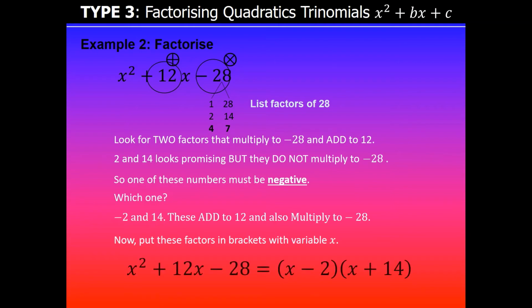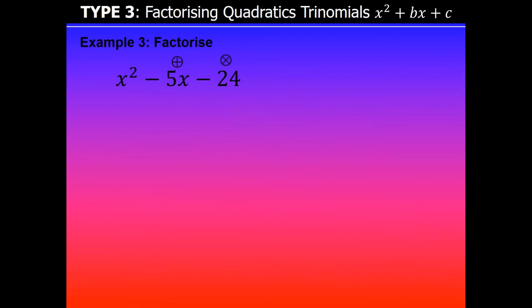So the final answer is x minus 2 into x plus 14. Now quickly check this. Negative 2 times 14 is negative 28, and negative 2 plus 14 is positive 12. So this suggests that the answer is correct. Moving on, example number 3, factorize x squared minus 5x minus 24.